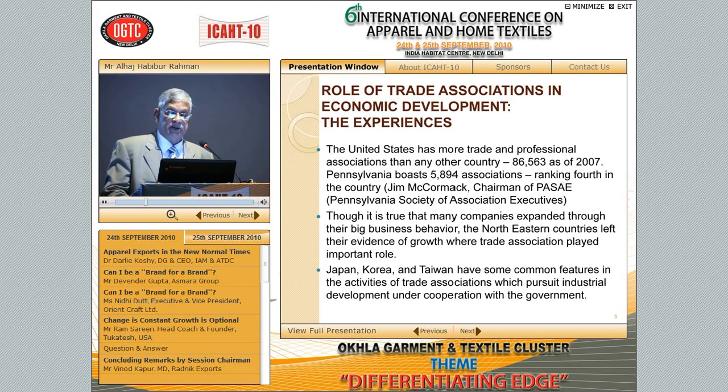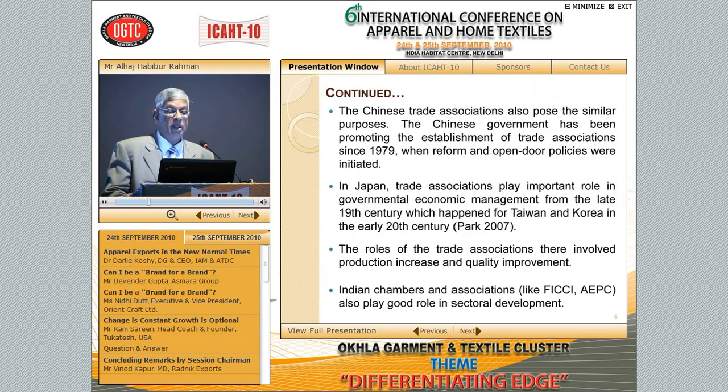Though it is true that many companies expanded through their big business behavior, the northeastern countries left their evidence of growth where trade associations played an important role. Japan, Korea, and Taiwan have some common features in the activities of trade associations, which pursued industrial development in cooperation with government. The Chinese trade associations also had similar purposes.